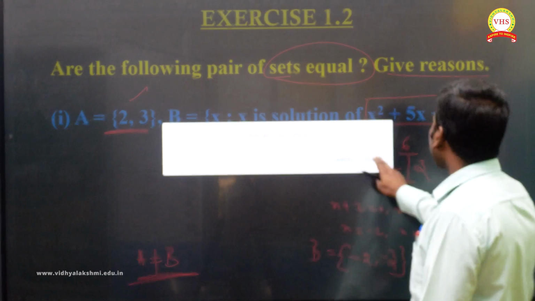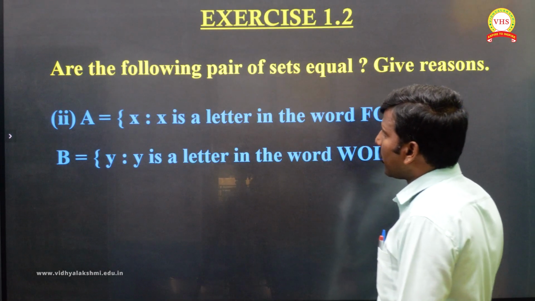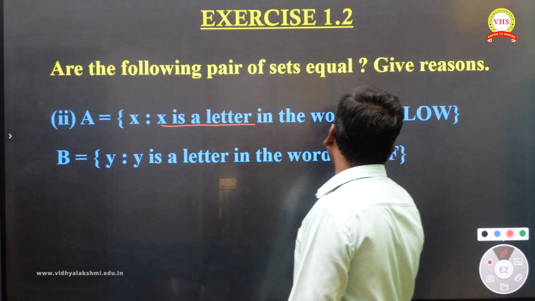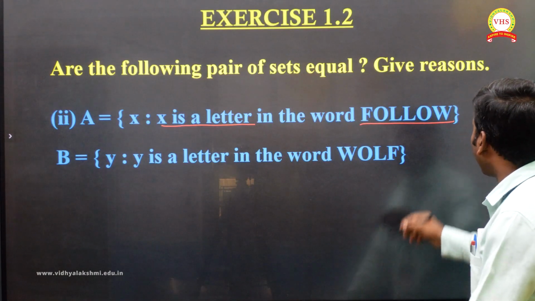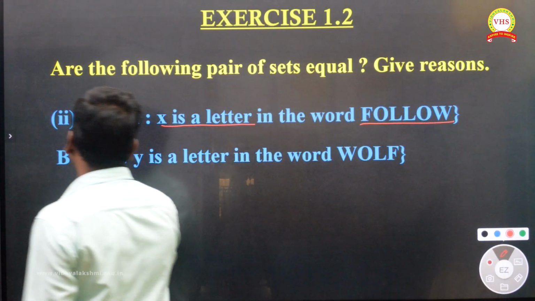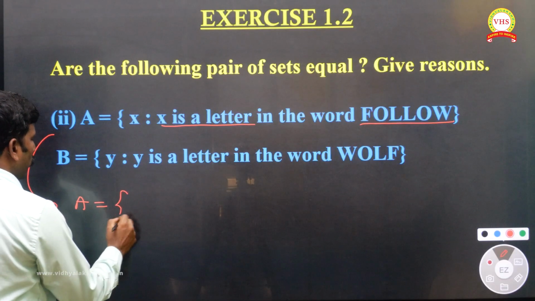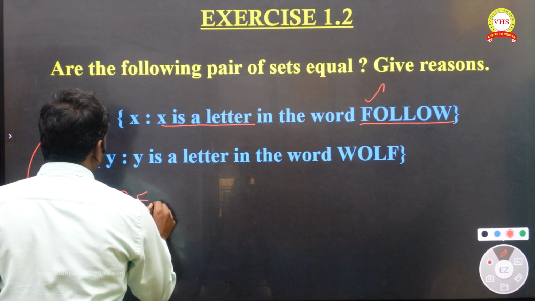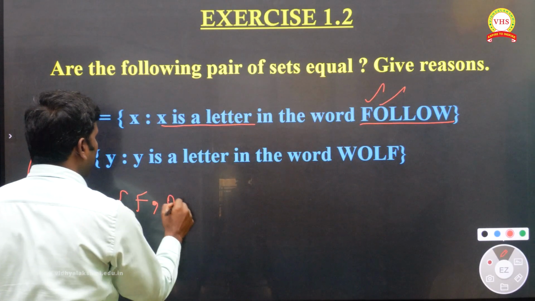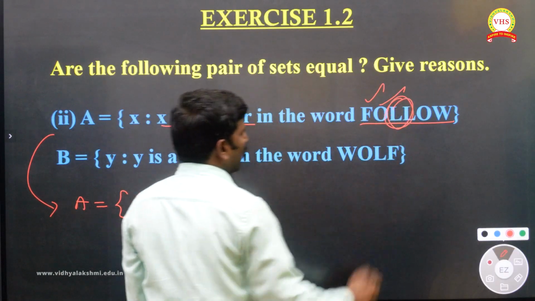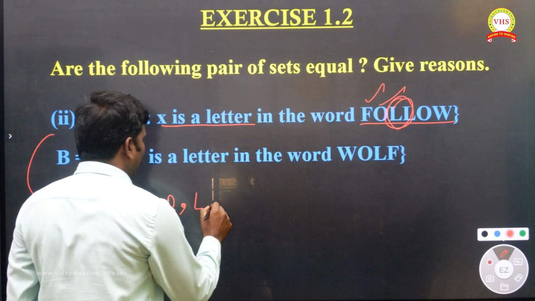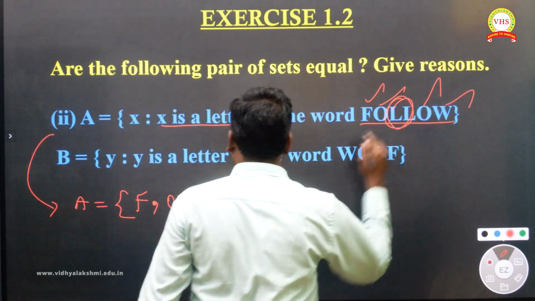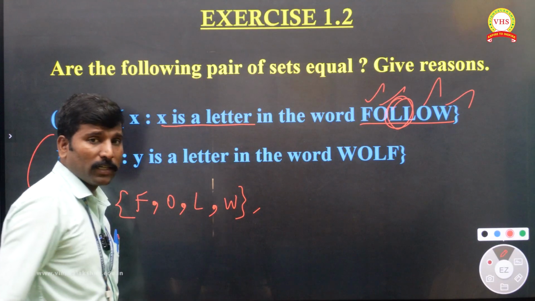Next we are going to the second question. Second question, what? In the fifth Roman, second question, same only. X is a letter in the word FOLLOW, they give. First you should write it as a set. Set A is equal to, when you write roster form, elements should not repeat. So first I am writing F, comma, what is that? O, let it be, and FOLLOW means there is a double L. Double L you can write one time, enough. One L you can write. O also I have already mentioned here, and W. Elements should not repeat when you write a roster form.